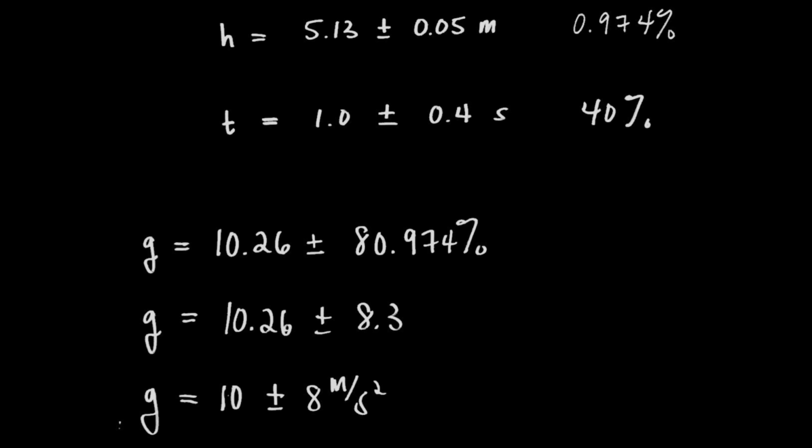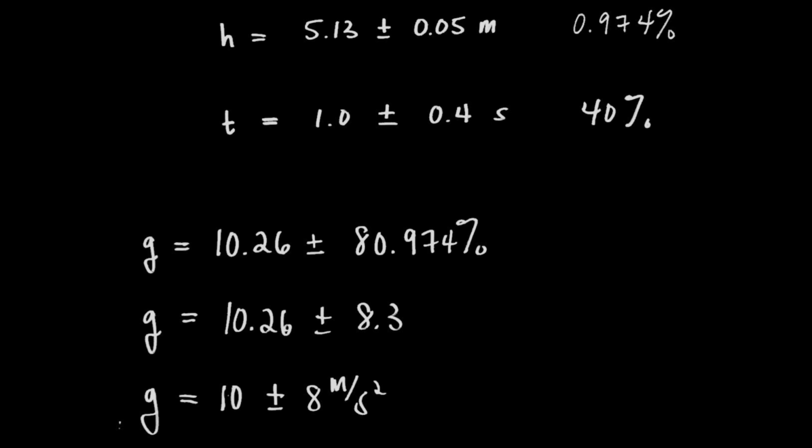The next thing I do is find the relative uncertainties. What is the relative uncertainty of my measurement of the height? 0.05 divided by 5.13 times 100. 0.974%. That's a pretty great measurement. Even though, I mean, we certainly could do better. We devised a better strategy for it, but that's pretty good for our experiment today.